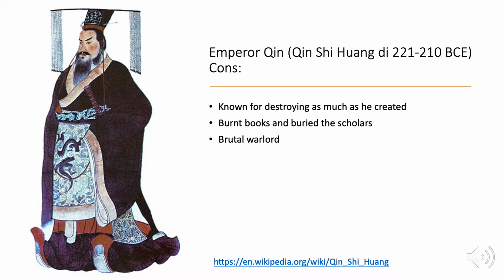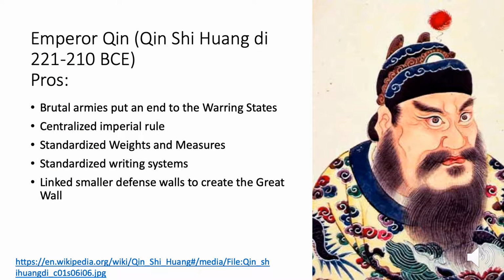Okay, so I want to start with Emperor Qin. There are a couple other videos that you've watched about him as well, but just to recap, some of the cons about his destruction to China during his rule. He was known for destroying as much as he created. He burnt books and buried scholars, and he was a brutal warlord. However, his brutal armies did put an end to the warring states. He centralized the imperial rule, he standardized weights and measures, he standardized writing systems, and he linked smaller defense walls to create the Great Wall.